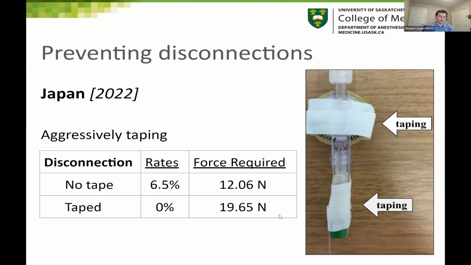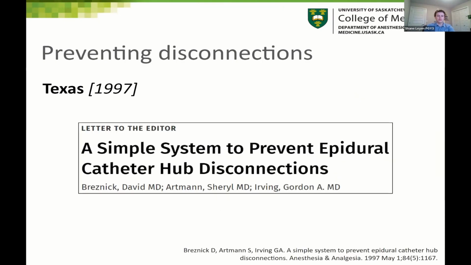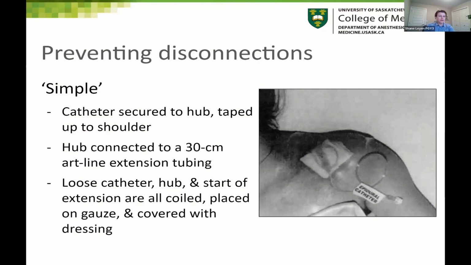And they actually looked at the force required to cause a disconnection with the two different methods. And out of Texas in 97, they call this a simple system to prevent epidural catheter hub disconnections. I'm not sure I would describe it as entirely simple.